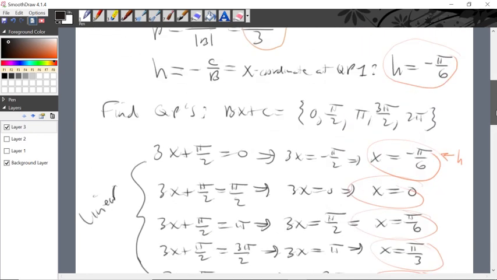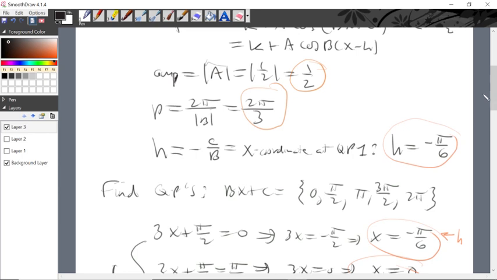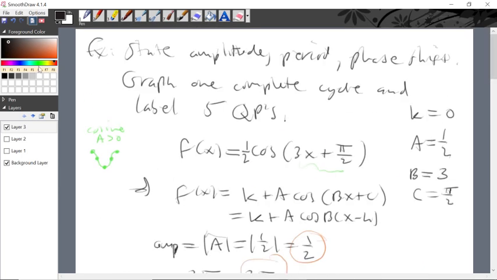Now the y coordinates. Equilibrium, or should we do this in red? Equilibrium right through the center is going to be 0 because k is equal to 0, the vertical shift. The maximum for our wave would be higher than equilibrium by an amount equal to the amplitude, and the amplitude is 1/2. So the maximum is going to be found at 1/2.